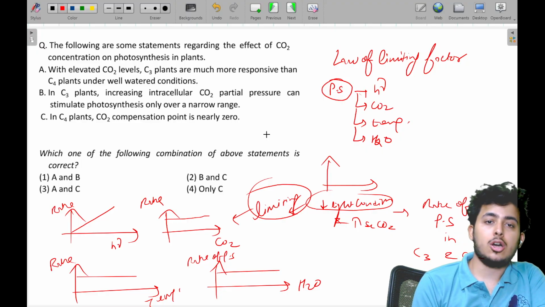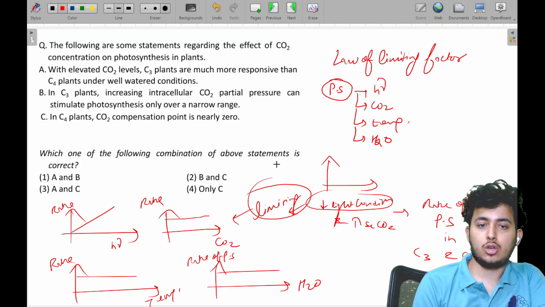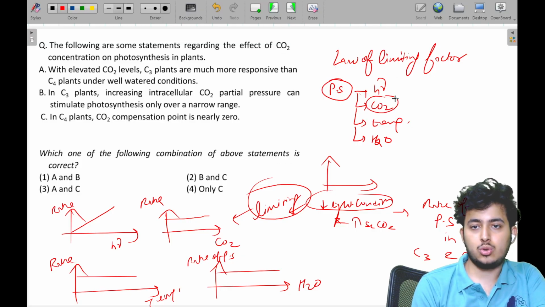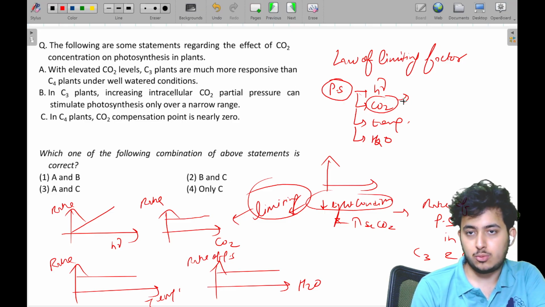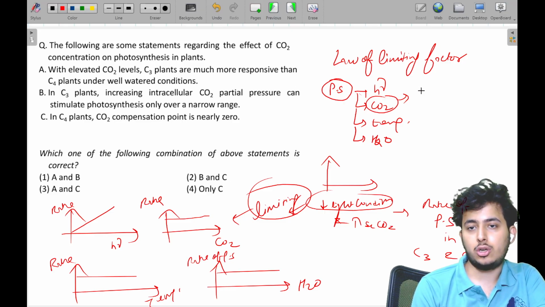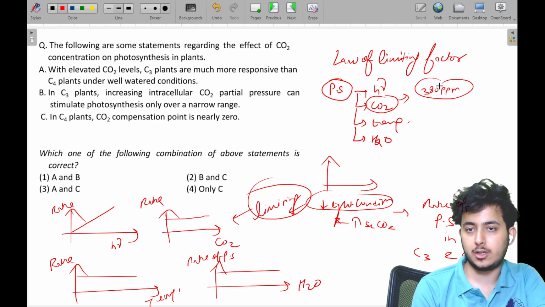Another thing is about carbon dioxide. Basically here we are talking about carbon dioxide. If I talk about carbon dioxide, you should know that the atmospheric carbon dioxide is around 0.038%. So you can call it around 380 ppm. That is the atmospheric carbon dioxide level.